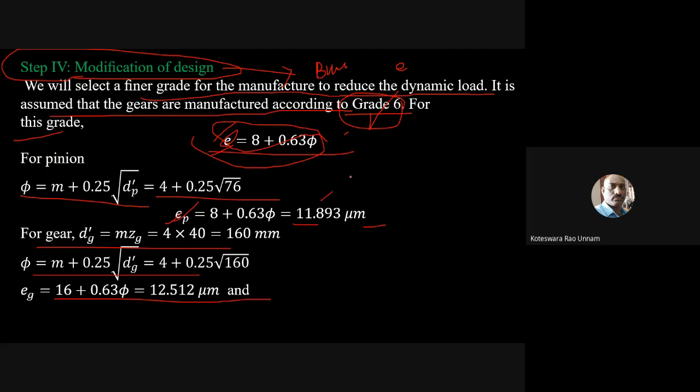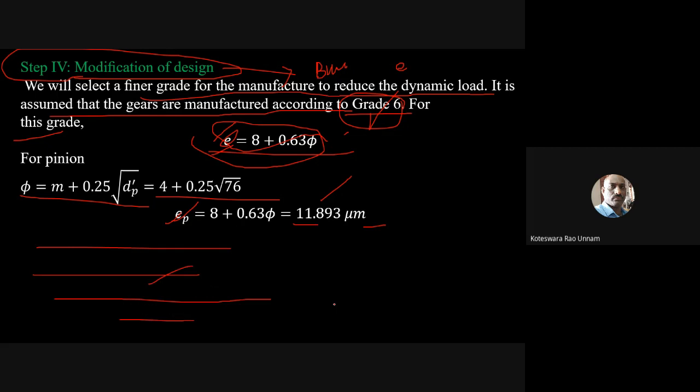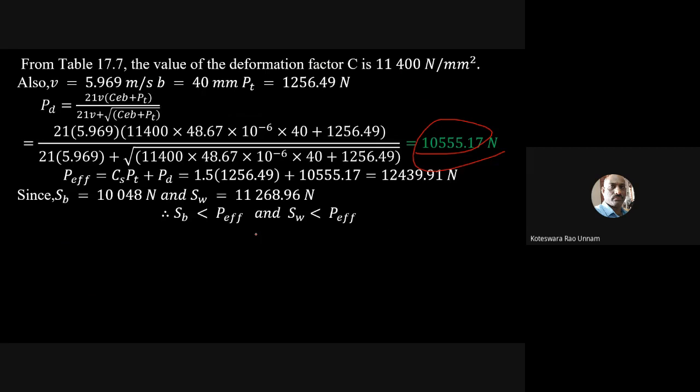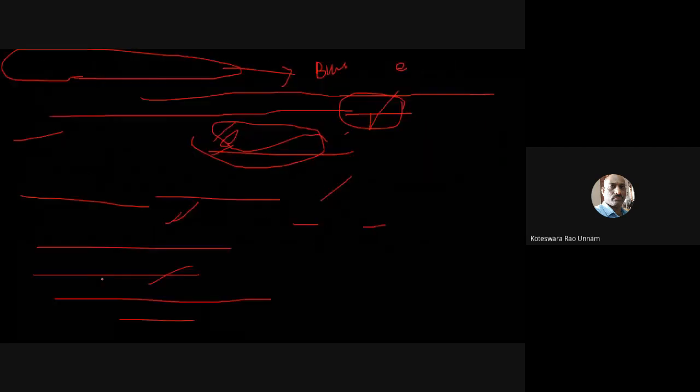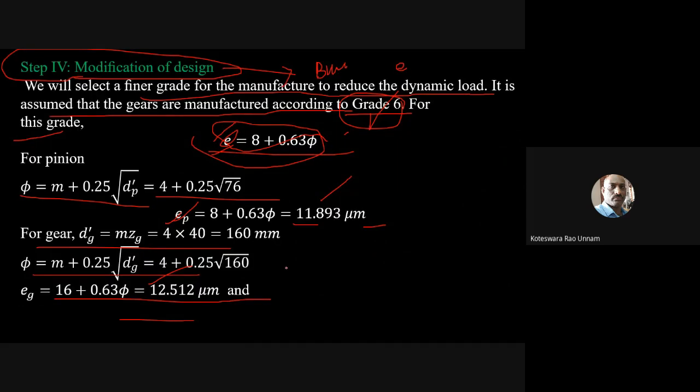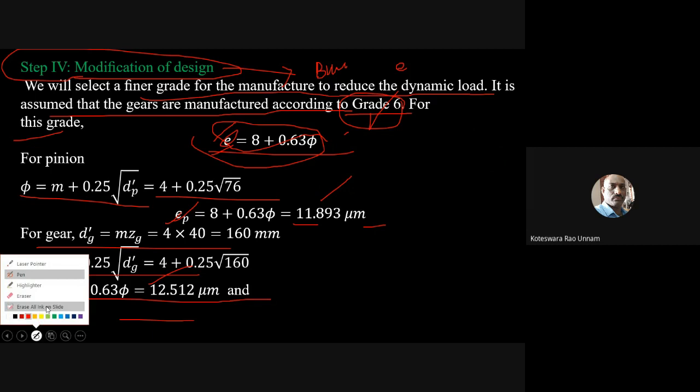Now you can clearly see that the error has decreased compared to the previous one. The total error is now 24.45405 microns. Earlier the error was more. How much was it? 48.67. Now it becomes half. So obviously, if the error becomes half, your dynamic load will also become half. It is reduced by 50%.